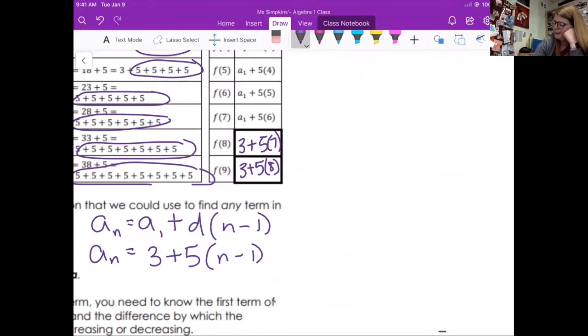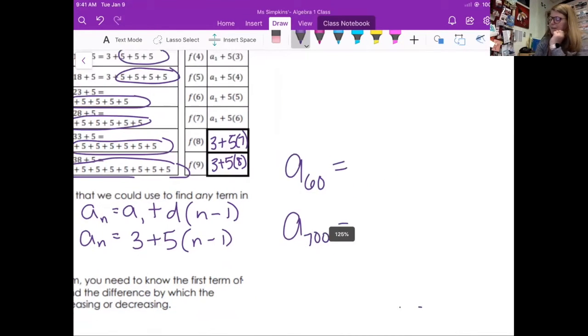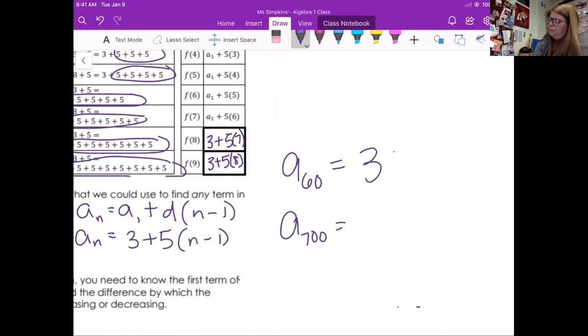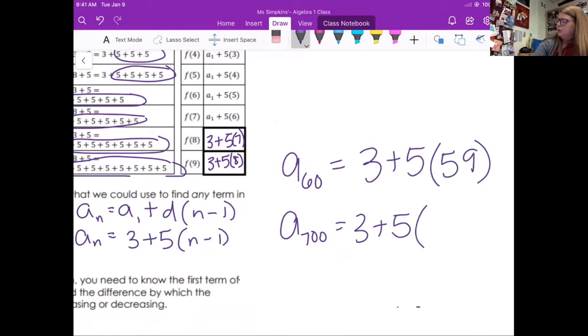So we're going to find 2 different terms. I want you to find the 60th term, A60, and it's just notating what number term, Nihal. So in this case, we're trying to find 60. And I want you to find 700. So that means for 60, we would be taking 3 plus 5 times what's one number less than 60? 59. For 700, what's one number less than 700? 699. So I'll give you a second to find the 60th term and the 700th term.